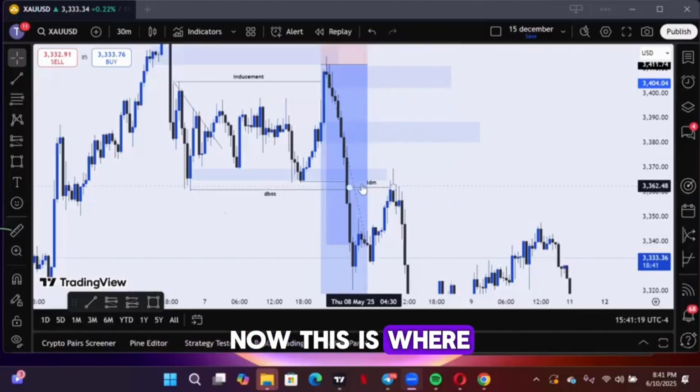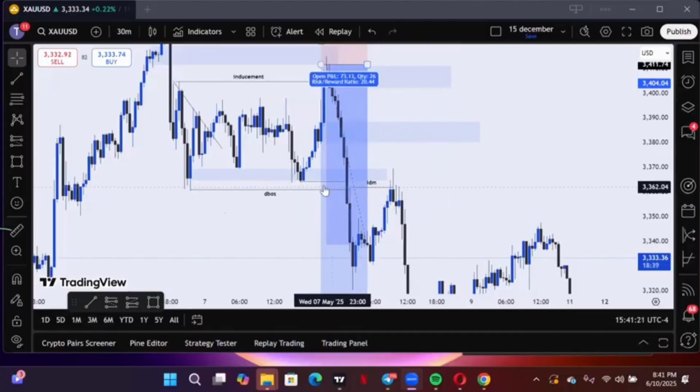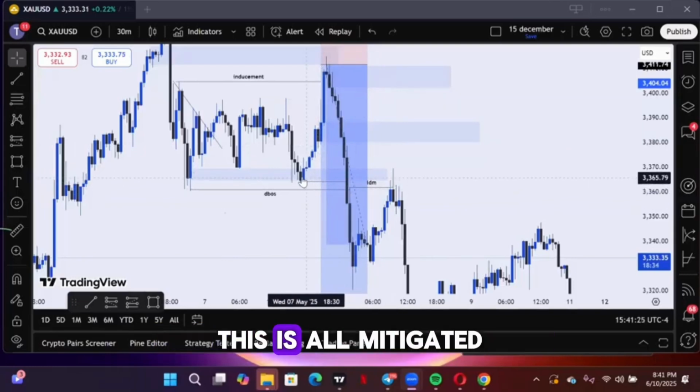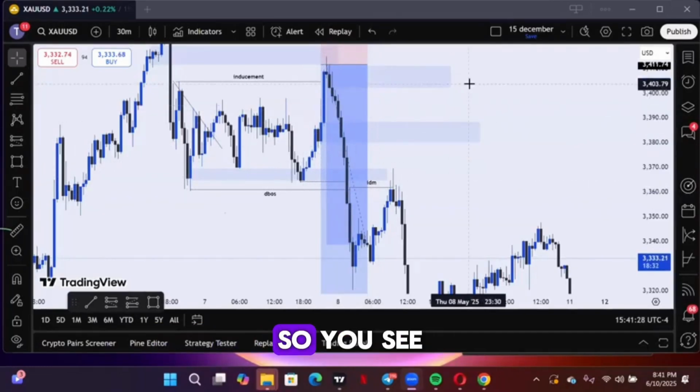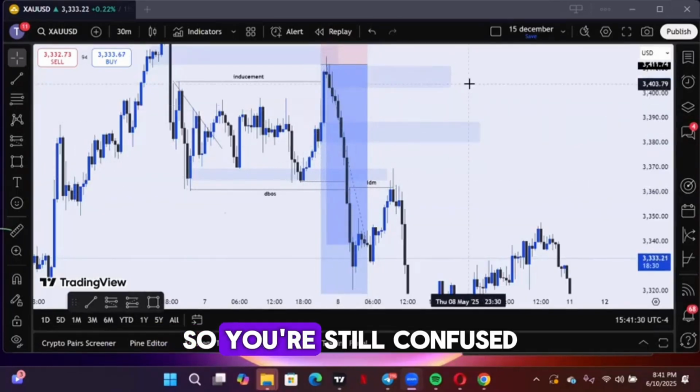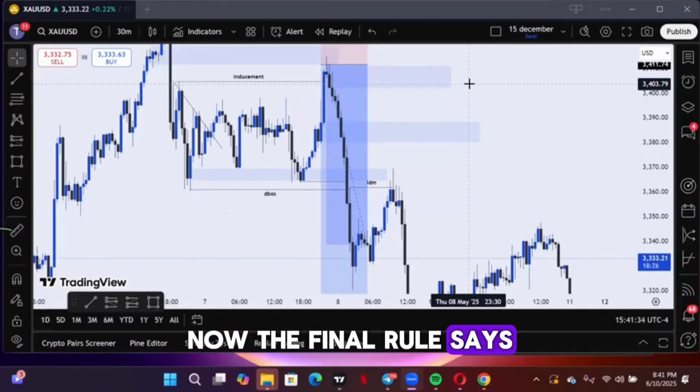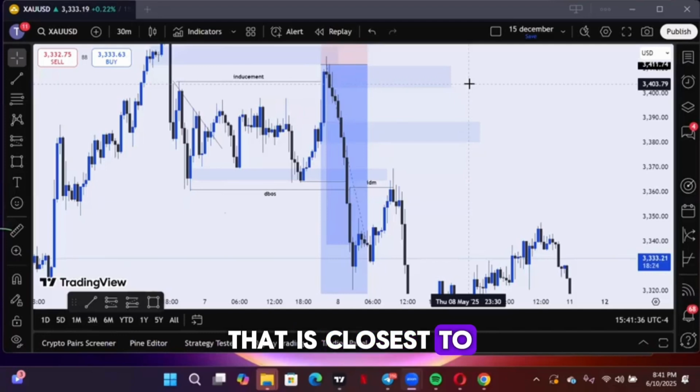Now, this is where my inducement is. And if you pay attention, there was no point of interest that market mitigated when it was creating the inducement here. This is unmitigated, unmitigated, unmitigated. So you see I have the 3 points of interest. So you're still confused which one do I actually pick. Now the final rule says pick the point of interest that is closest to my inducement.